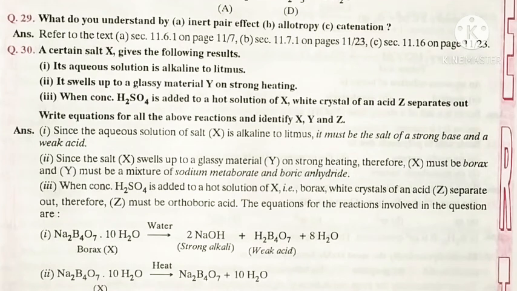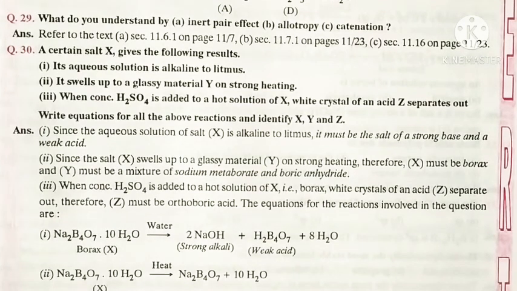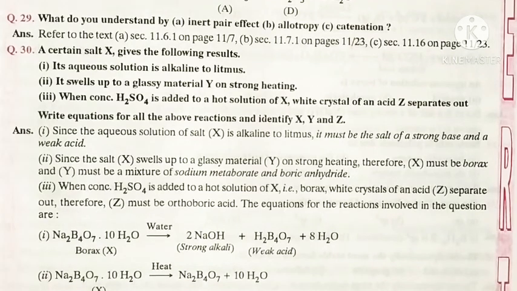Number 2, it swells up to a glassy material on strong heating. Glassy material, we know that it's the borax bead test. So salt X swells up to glassy material Y on strong heating. Therefore, X must be borax and Y must be a mixture of sodium metaborate and boric anhydride.